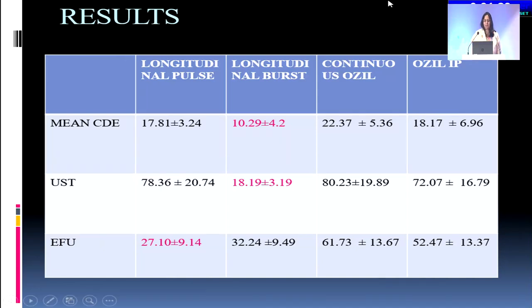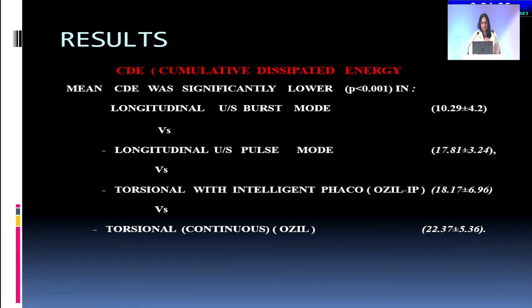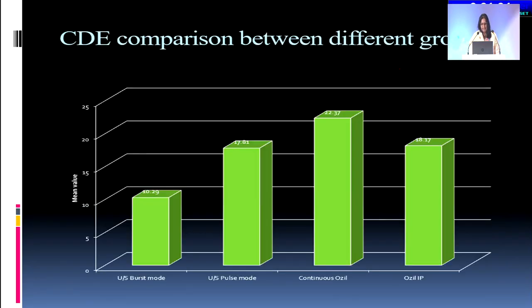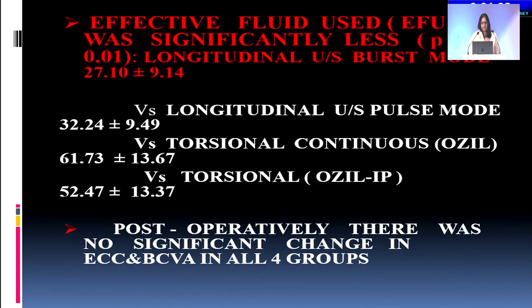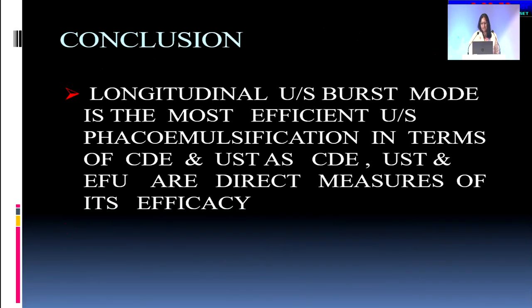So the results were, the mean CDE and the ultrasound time was least in the longitudinal burst mode compared to all the other modes and was highest in the continuous OZil mode. The effective fluid used was least in the longitudinal pulse mode compared to all the other modes. So this is a bar diagram for the same, and post-operatively, there was no significant change in the endothelial cell count and BCVA in all the 4 groups.